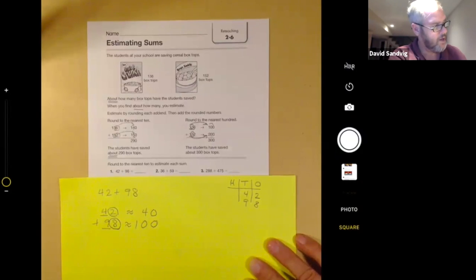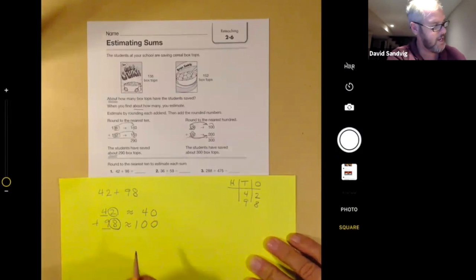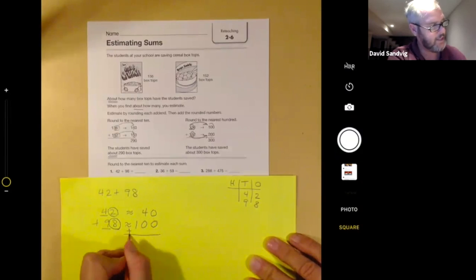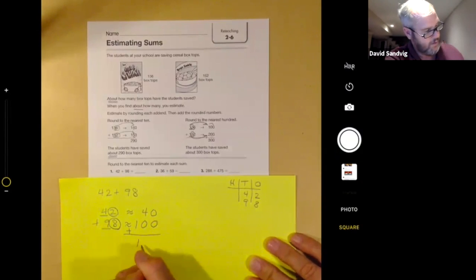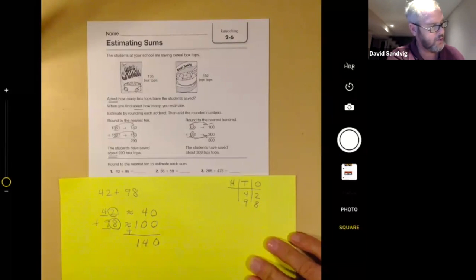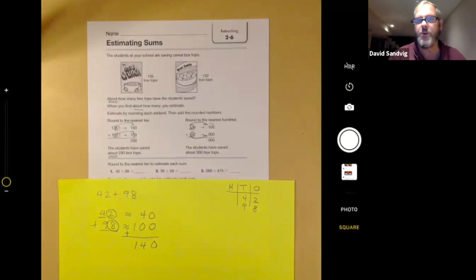42 is approximately 40 when rounded to the nearest 10. 98 is approximately 100 when rounded to the nearest 10. Now we can easily add those together. What is 40 plus 100? You are right, 140. Go ahead and try number 2 and number 3 on your own. Stop the video and come back when you're finished.